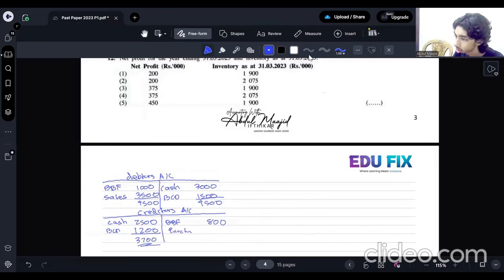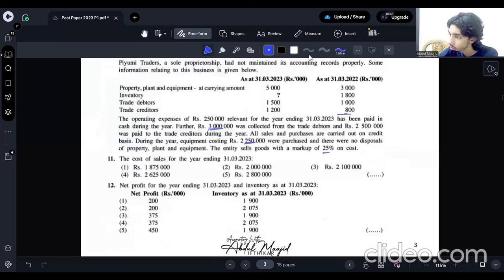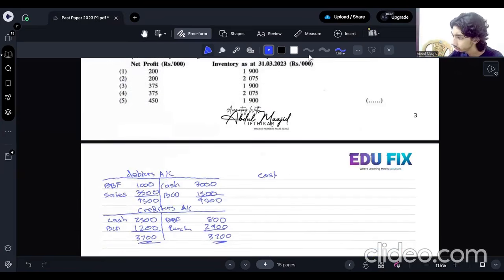3,700 minus 800, your purchase value will be 2,900. Okay, then how are you going to find your cost of sale? Here the entity sells goods with a markup of 25% on cost. So if the cost is 100%, on that they will calculate the profit of 25% and decide their sales as 125%. If the profit is 25% on cost, then your sales will be 125%.